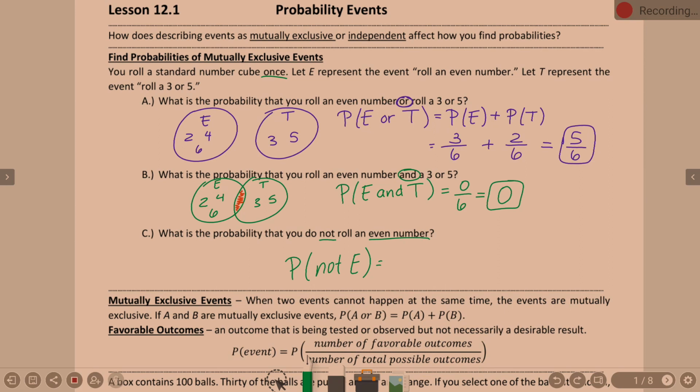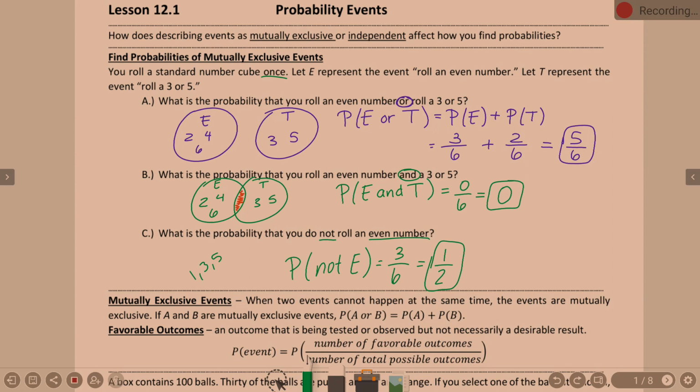Well, not E means not 2, 4, 6, but 1, 3, 5, and that's how many options? That's 3 options, yes? Out of how many possibilities? 6. And what do we know about 3/6? It reduces to 1/2. Okay. So you have to read carefully. We still got that catch there. This is some basic probability.